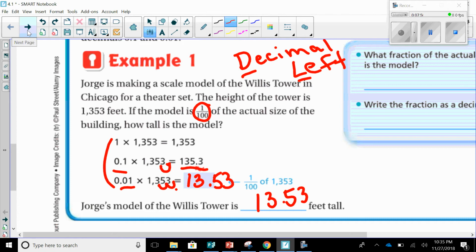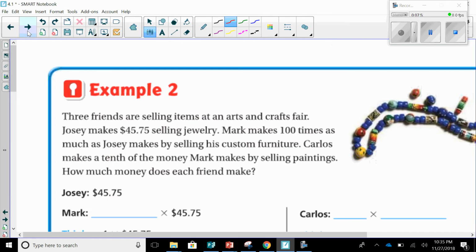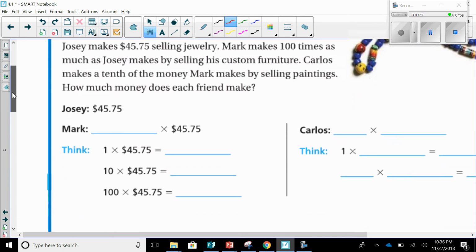All right, so we're going to move to the next page and work through another example. I don't think I can fit it all on one screen, so forgive me. Follow along in your book, okay, so that you can see all of it. So it says Josie makes $45.75 selling jewelry. Mark makes 100 times as much as Josie makes by selling his custom furniture. Carlos makes 1/10 of the money Mark makes by selling paintings. How much money does each friend make?